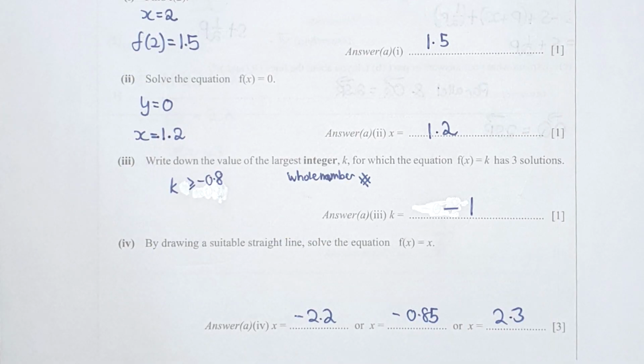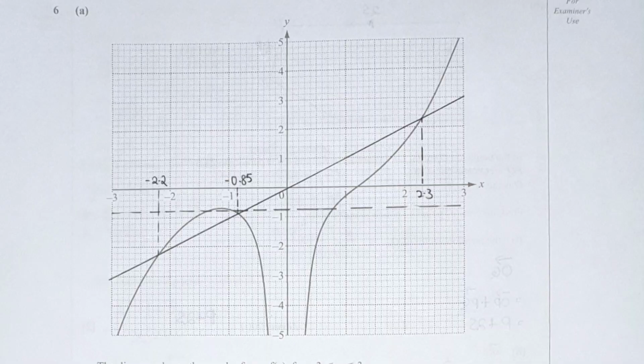So by drawing a suitable straight line, solve the equation f(x) equals x. So this one basically means y equals x. So let's say when x is 1, y will also be 1. Hence the line I drew over there. And the 3 intersection points here will be negative 2.2, negative 0.85, and 2.3.